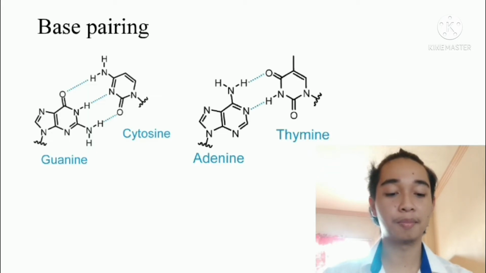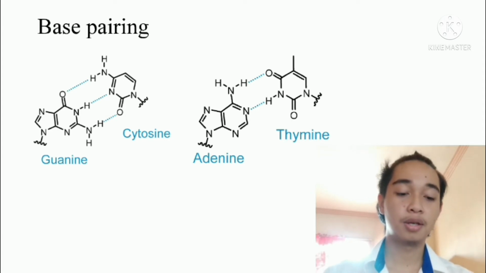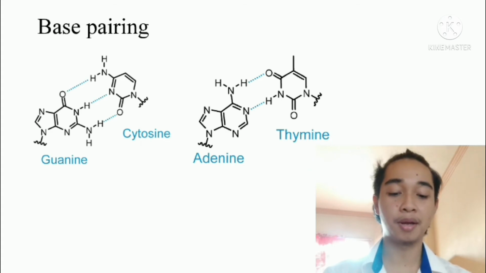Attached to each sugar is a base, with adenine partnered with thymine, and cytosine partnered with guanine. The two strands are held together by hydrogen bonds between the bases, with adenine forming a base pair with thymine, and cytosine forming a base pair with guanine.